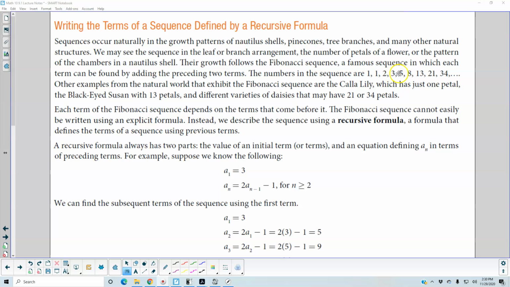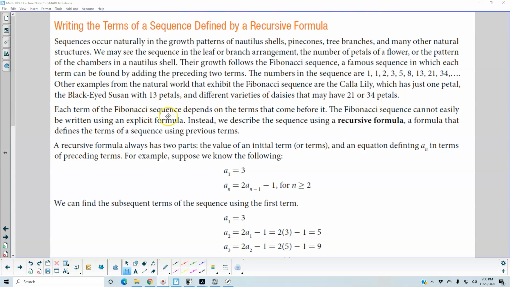If we add the fourth and the fifth term, 3 plus 5 gives us 8. 5 plus 8 gives us 13. 8 plus 13 gives us 21. And 13 plus 21 gives us 34, and so on. Other examples from the natural world that exhibit the Fibonacci sequence are the Kaya lily, which has just one petal, the black-eyed Susan with 13 petals, and different varieties of daisies that may have 21 or 34 petals.